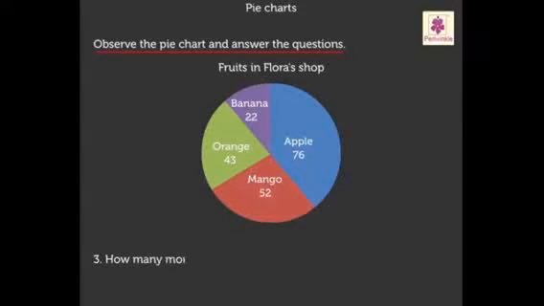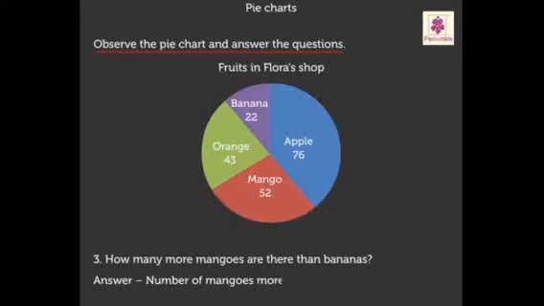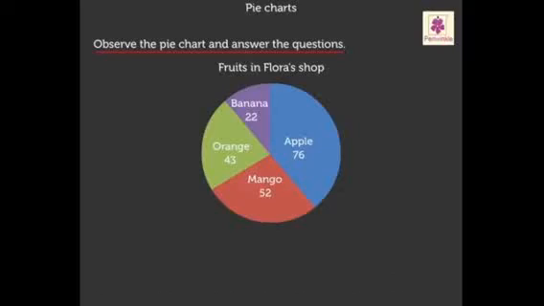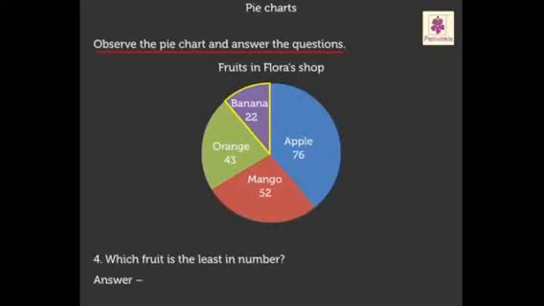3. How many more mangoes are there than bananas? Here, we need to subtract the number of bananas from the number of mangoes, that is 52 minus 22, which is equal to 30. Thus, we say there are 30 mangoes more than the bananas. Lastly, 4. Which fruit is the least in number? As bananas occupy the smallest segment in the pie chart, the answer is banana.